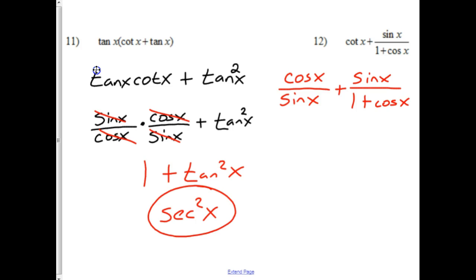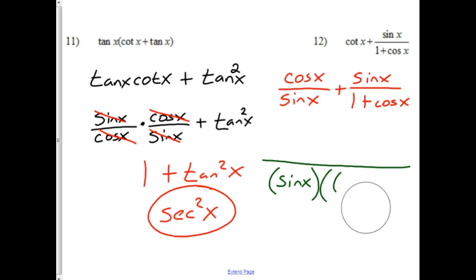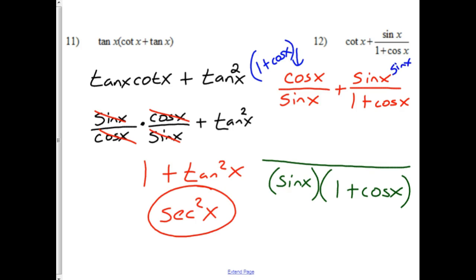I have two fractions I'm adding, so I need to find common denominators. Remember, the common denominator is just the two multiplied together. So that would be just sine x times 1 plus cosine x, just like that. What was this fraction missing? It was missing the 1 plus cosine x, and then the other one was missing the sine x, just like that.